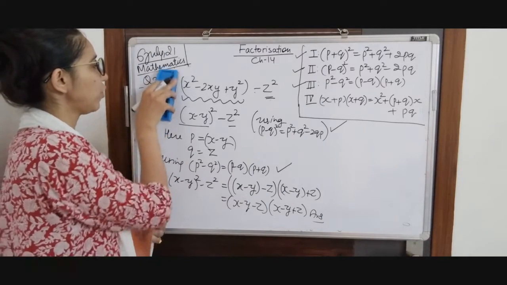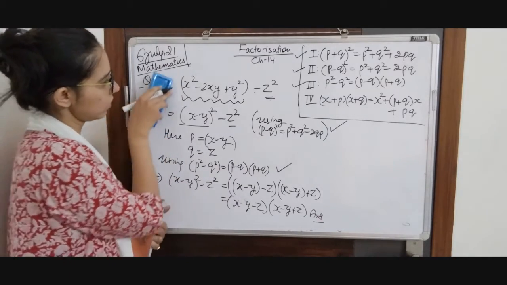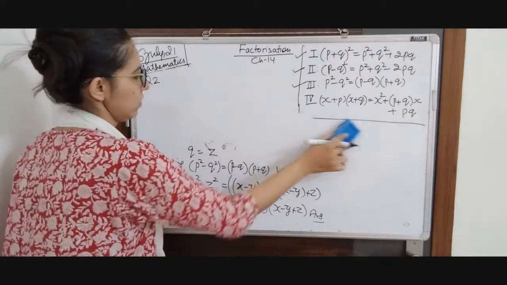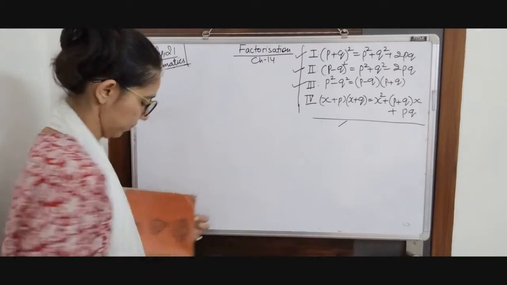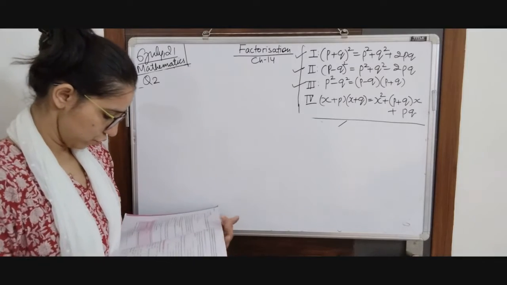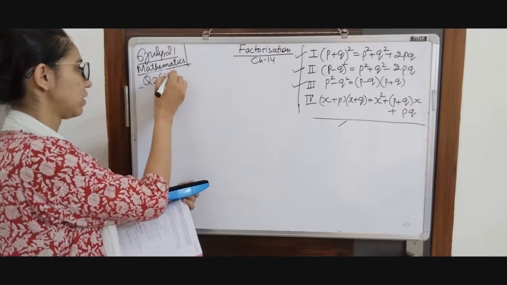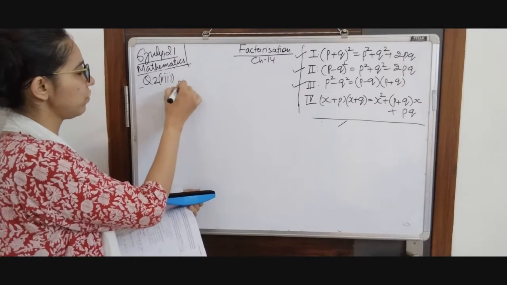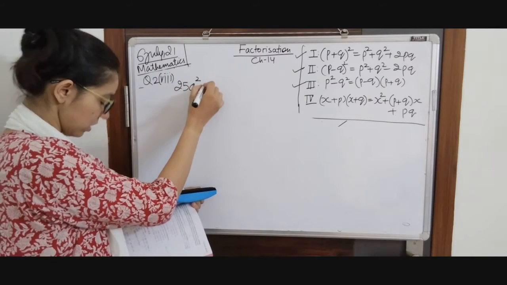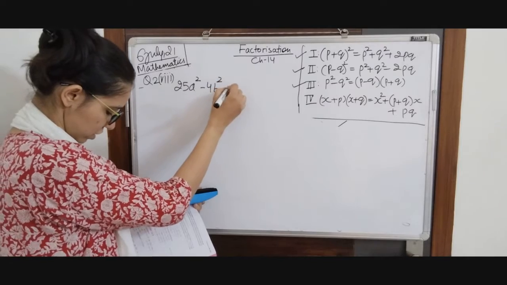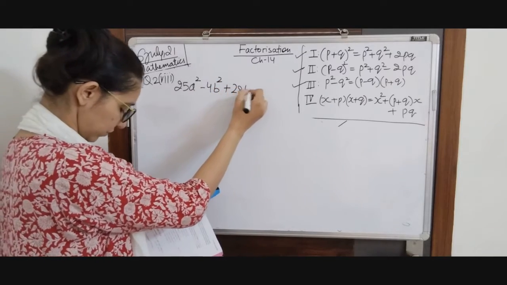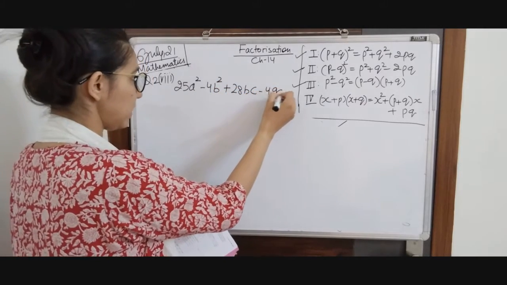So now we are going to do the next one, question number 2, the 8th one, which is 25a square minus 4b square plus 28bc minus 49c square.